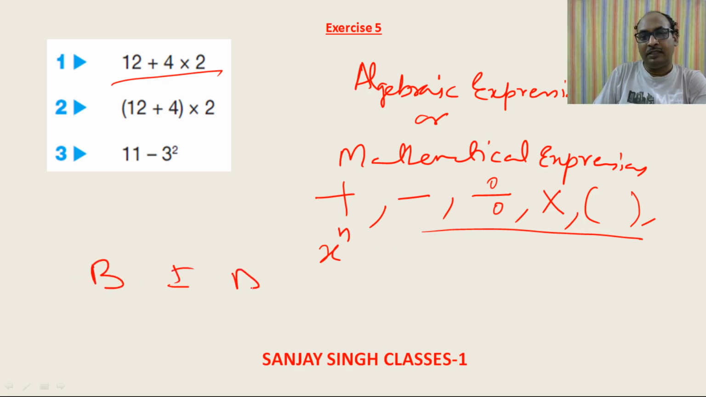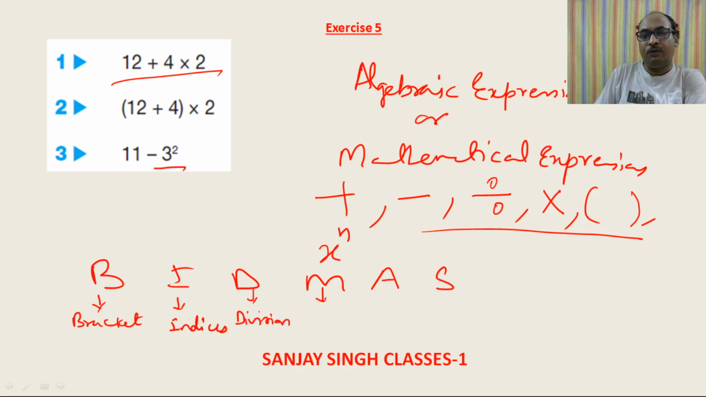BIDMAS rule. So BIDMAS: B for bracket, I for indices, like here we are having indices. D for division, M for multiplication, A for addition, and S for subtraction.